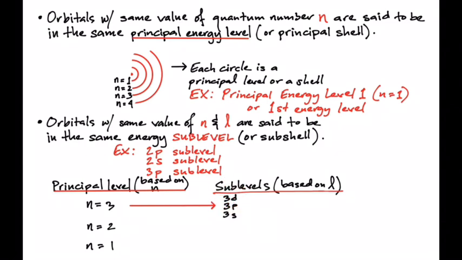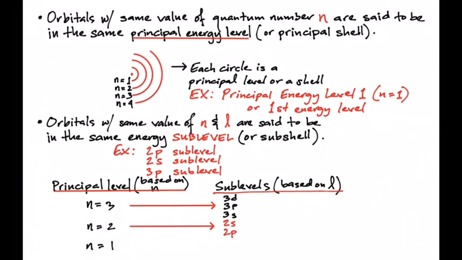And we can do the same thing for n equals 2 and n equals 1. What are the sublevels based on the n value? All right, so for n equals 2, you have L values of 0 and 1. And so you have 2s and 2p. Those are the only possible sublevels within that energy level. So we have the 2s and the 2p.